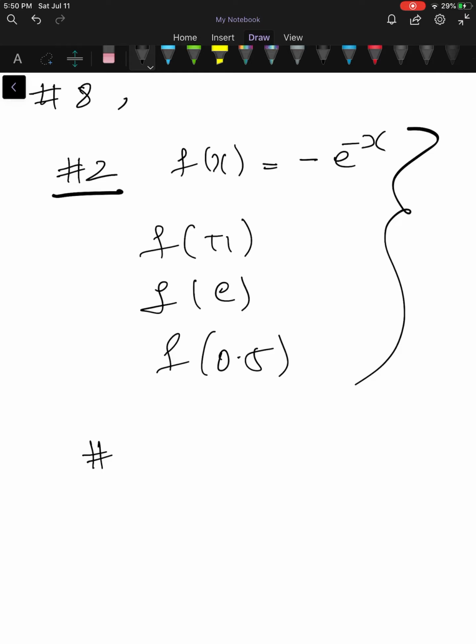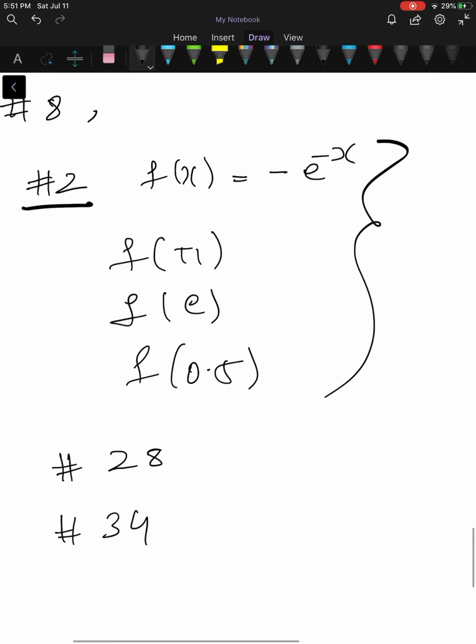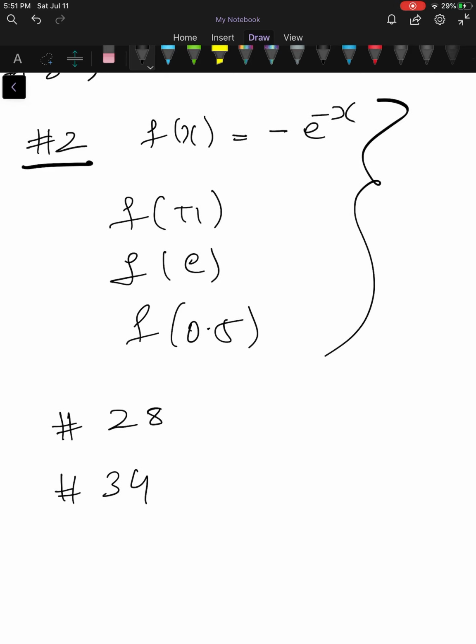The last questions would be on bird population, that is problem number 28, and the one on compound interest, problem number 34. So this completes section 4.2.